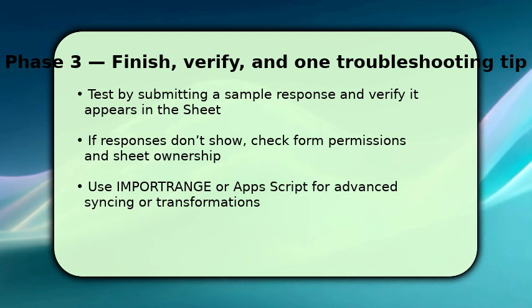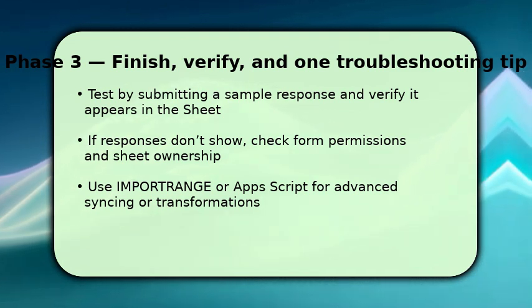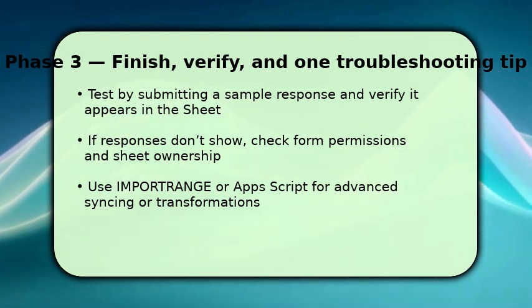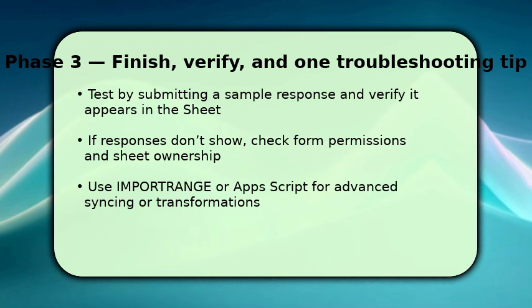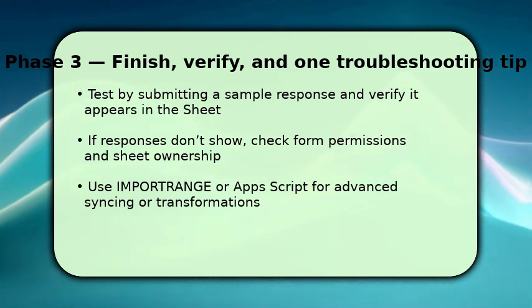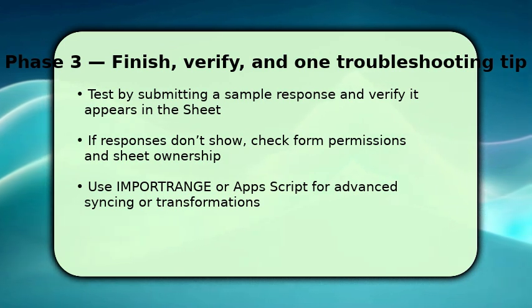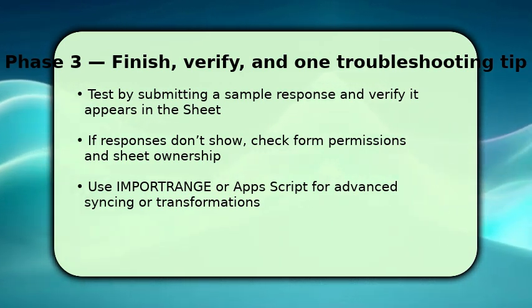If the test doesn't appear, check that the form and sheet are in the same Google account, that you have edit access, and that the link wasn't accidentally changed. For more control, use import range or a short apps script to transform or duplicate data. This helps when you need calculated fields or cross-sheet syncing.